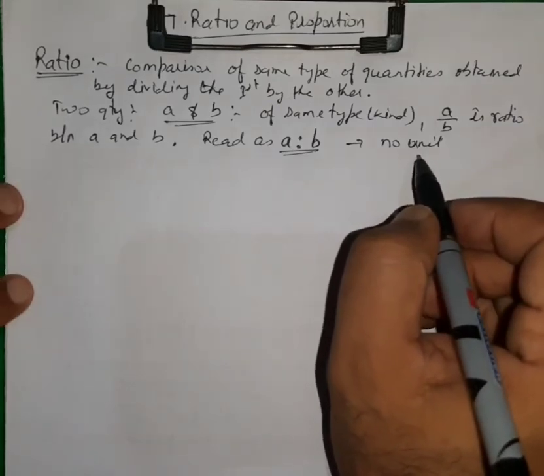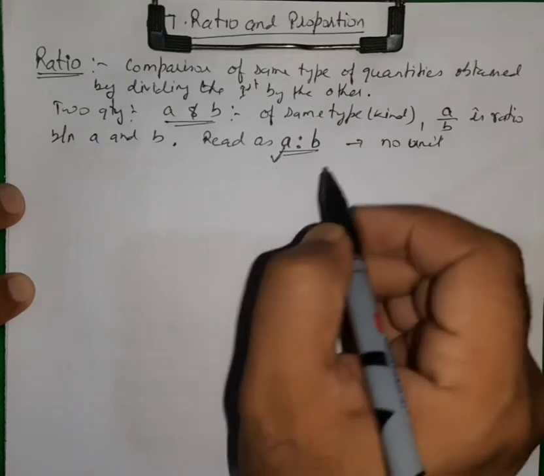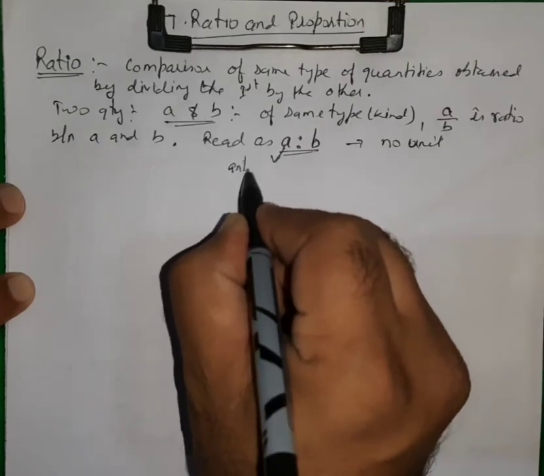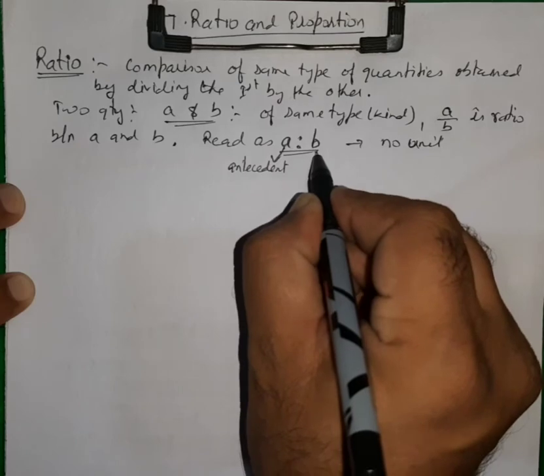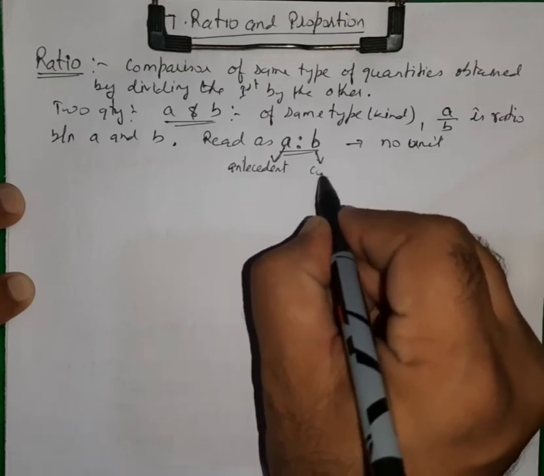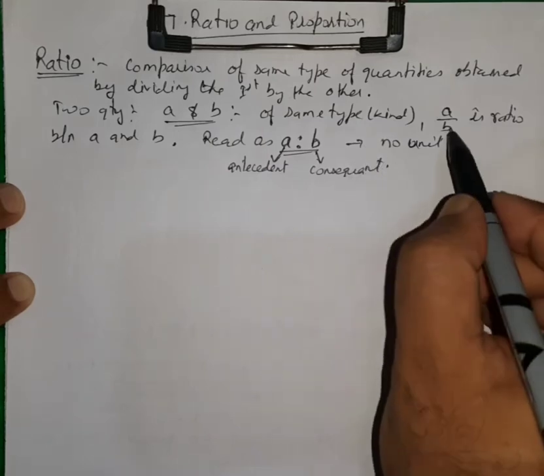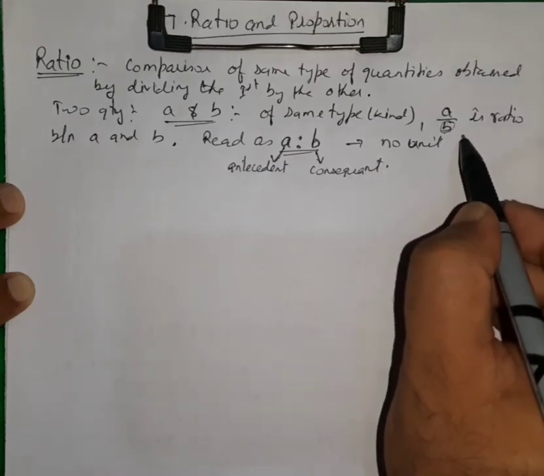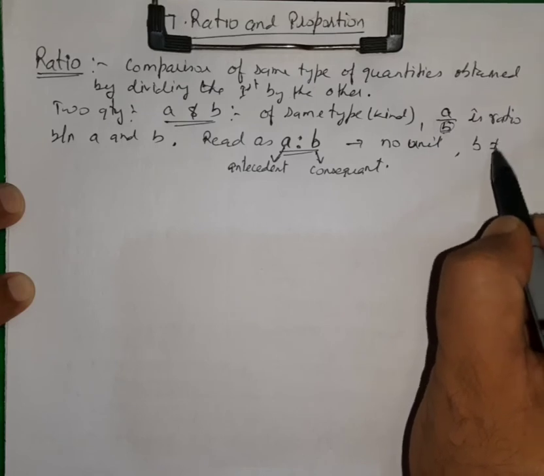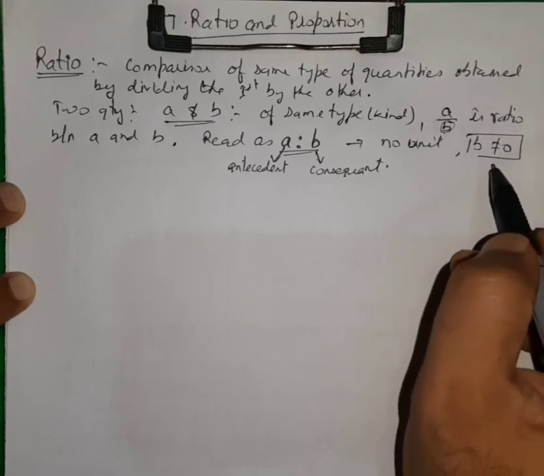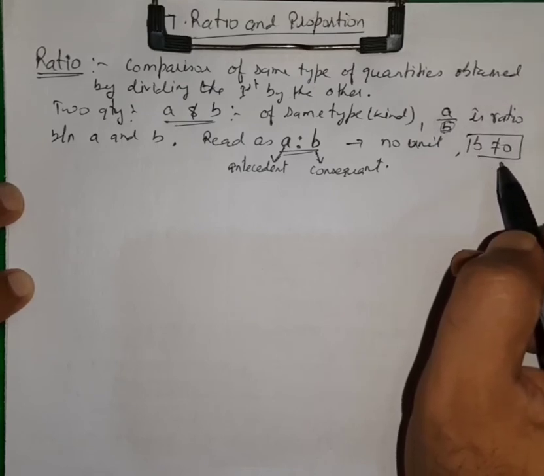Please remember this. Here the first term, this A, is called the antecedent, and the second is called the consequent. And since we are dividing the two quantities, please remember B is never 0. This is the condition also, B is never equal to 0.